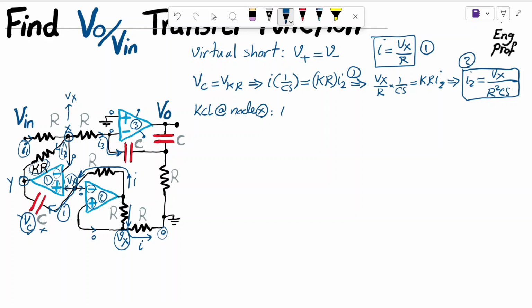So what I can say at node X is I1 is equal to the sum of the two other currents that are going out of the node X. Now, substituting for that, I1 is simply Vin minus Vx divided by the resistor in between.